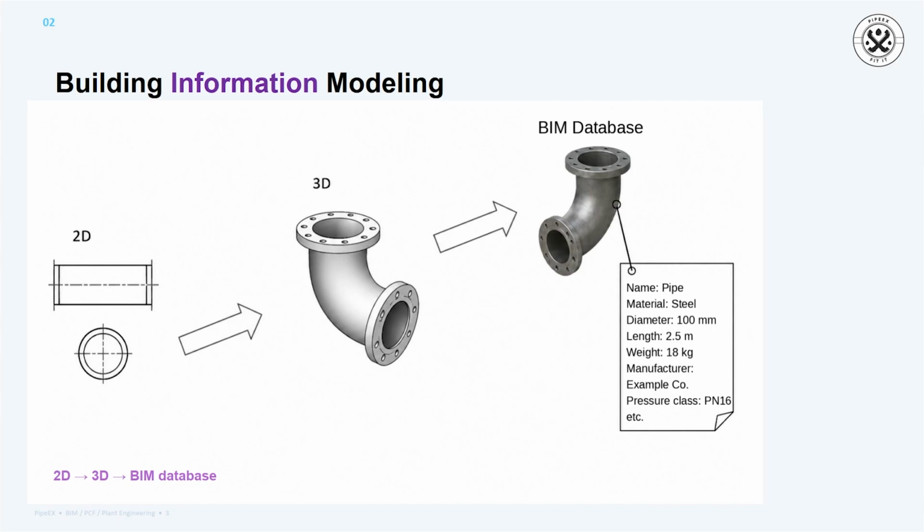So we can think about the development like this. First, we have 2D drawings. Then we move to 3D models. And finally, with BIM, we connect the model with a database of useful information. This is why BIM is often described as a cooperative working method. It helps project participants create, manage, exchange, and reuse data throughout the life cycle of a facility.